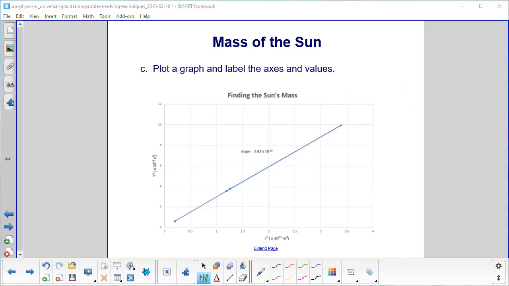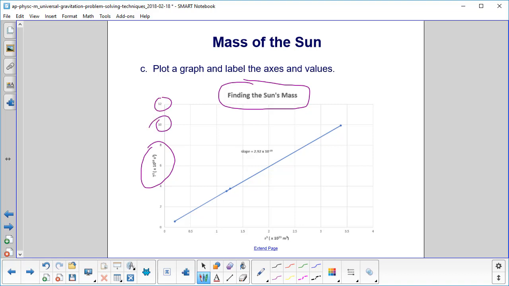And now you plot your graph. What's handy on this is always put a title, even if they don't specifically ask you for one. This is also key over here. And notice we're going to plot T squared, but I don't want to keep writing 10 to the 14th, so I can just put it in my parentheses there, and then just plot 12, 10, etc. And the same thing with r cubed, and make sure you show meters cubed there. And then you draw your straight line. You do your best to connect it up.